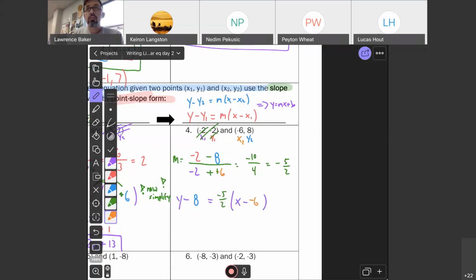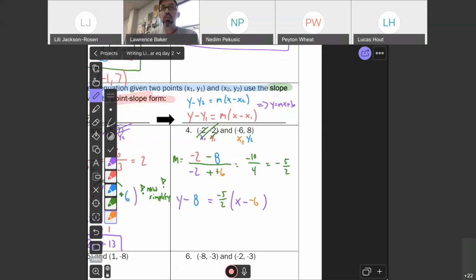With the slope, to find the slope, it's y2 minus y1, but wouldn't that be 8 minus negative 2? So what's 8 minus negative 2, Lily? I guess just negative 10. So 8 minus negative 2 is positive 10. Okay. Yeah.